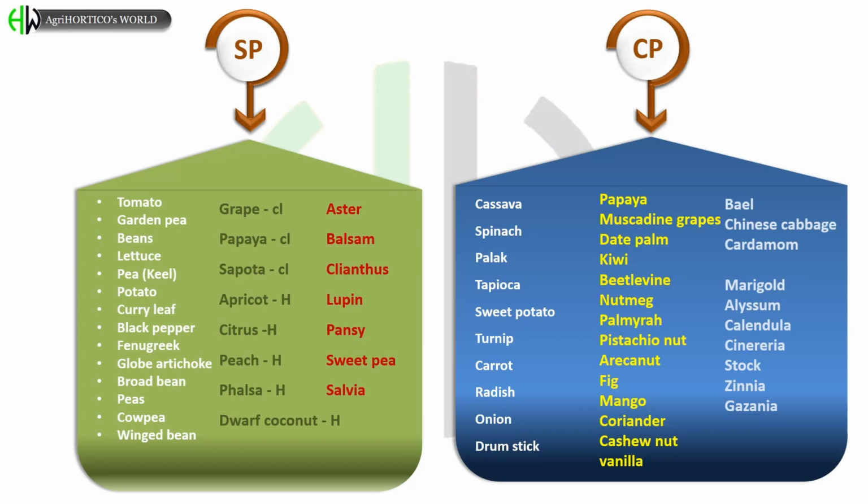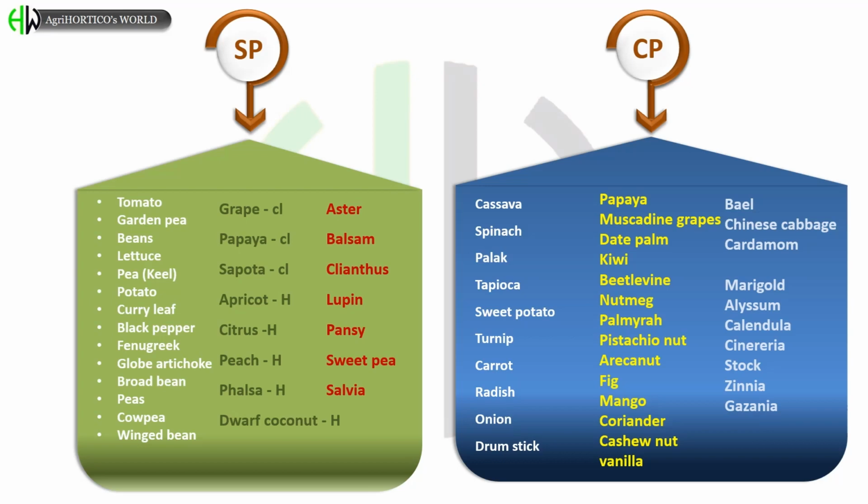And in apricot, citrus, peach, falsa, dwarf coconut we see homogamy. Flower crops like aster, lupin, sweet pea have homogamy and others, balsam, clarkia, pansy, salvia are also self-pollinated crops.